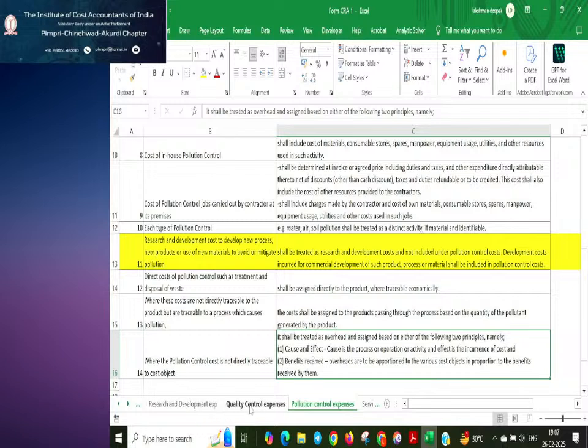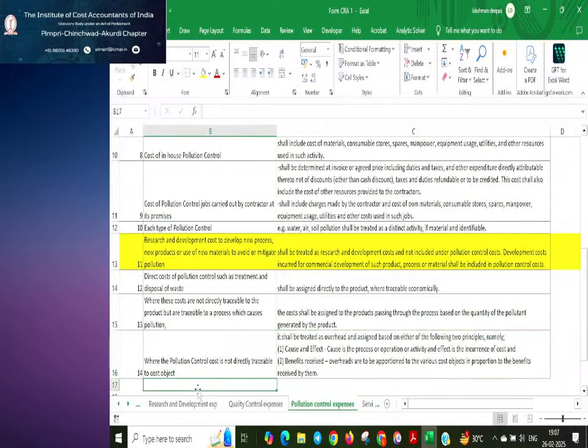Got it? So under records, we have seen R&D, quality control, and pollution control expenses. Got it? So this is enough for today. Now we will move on to problems, to make it more interesting. So let's go to the problem.